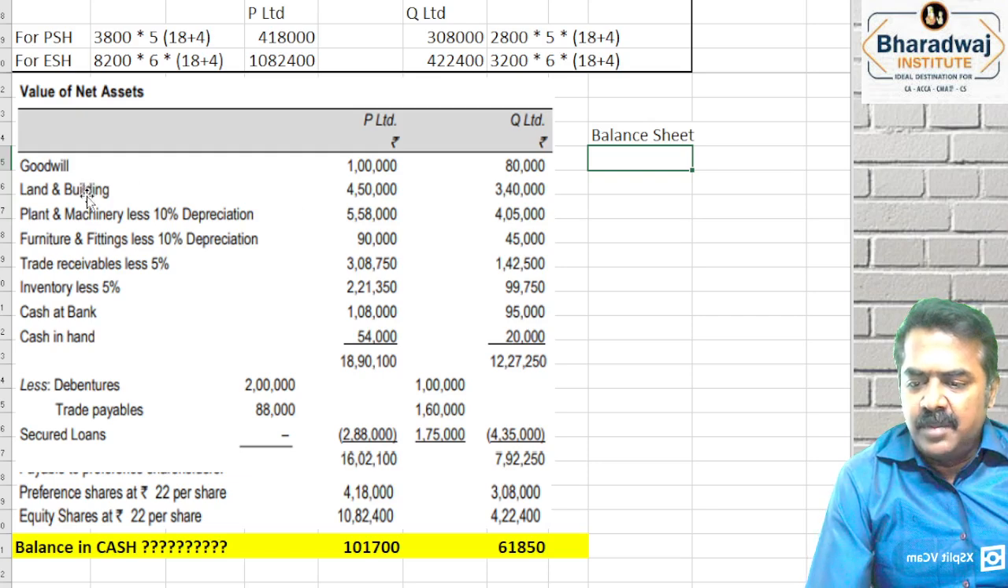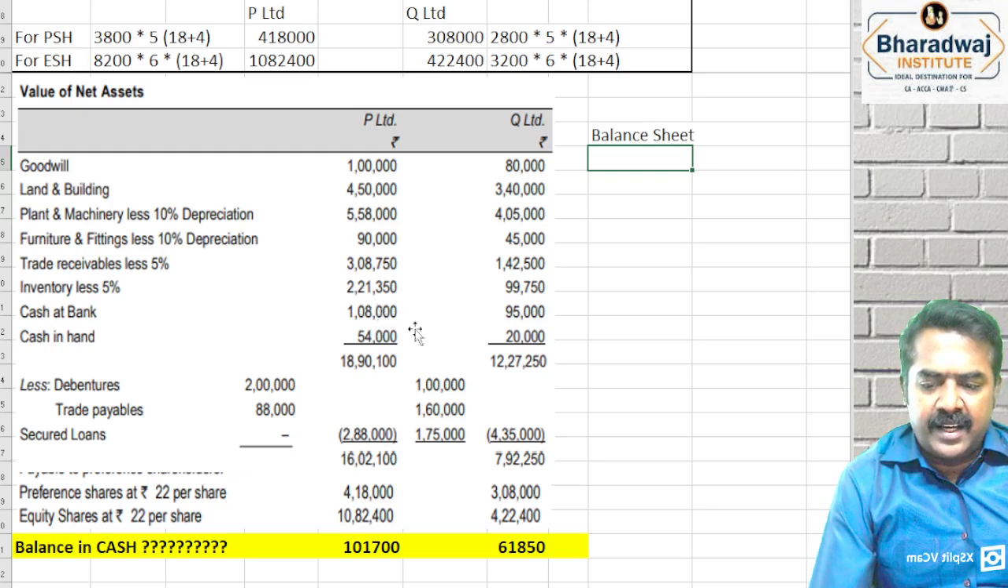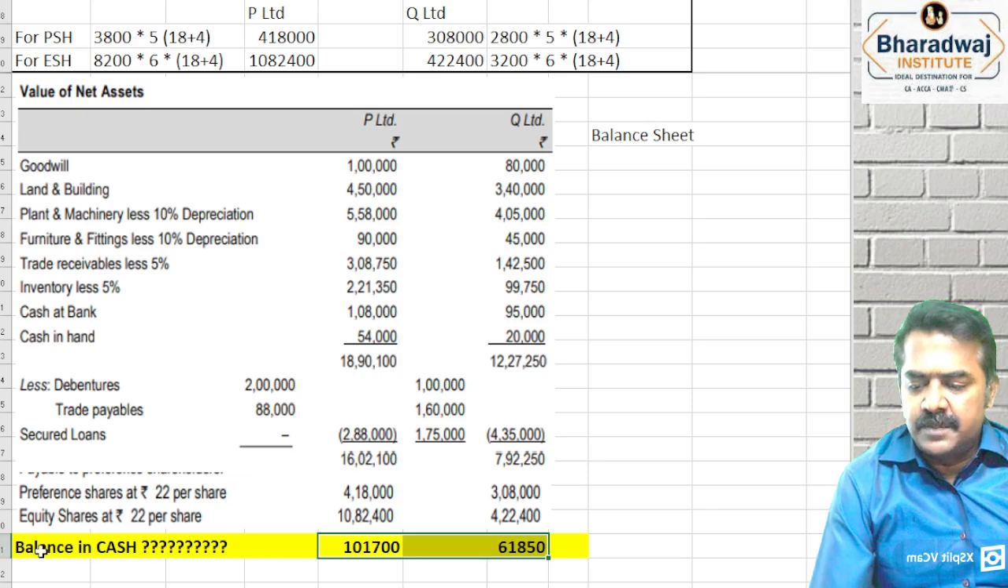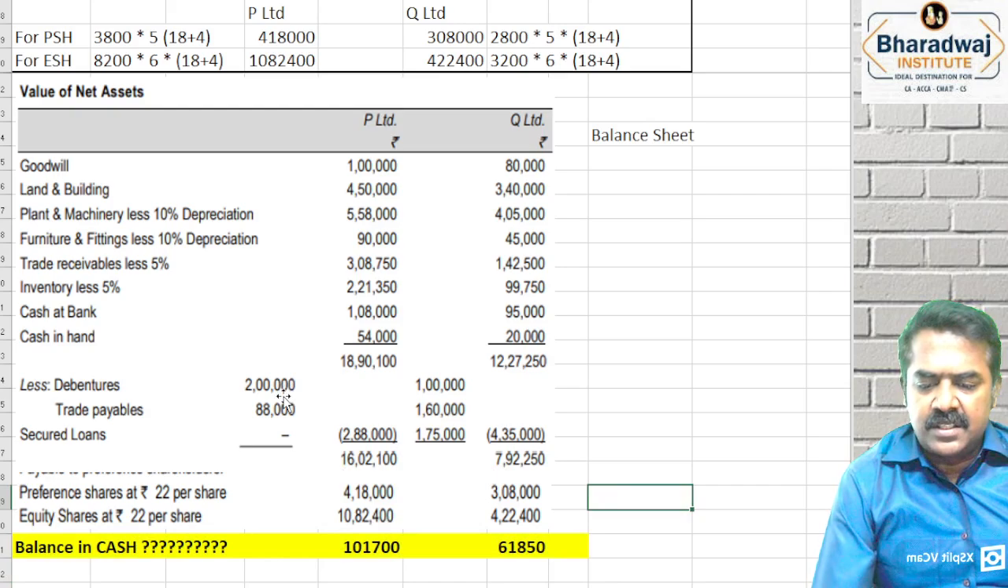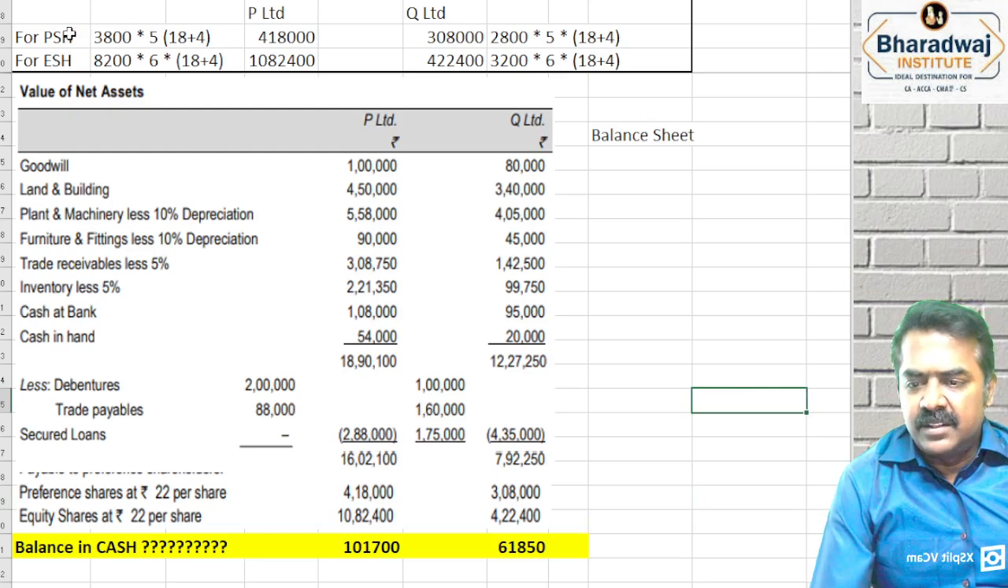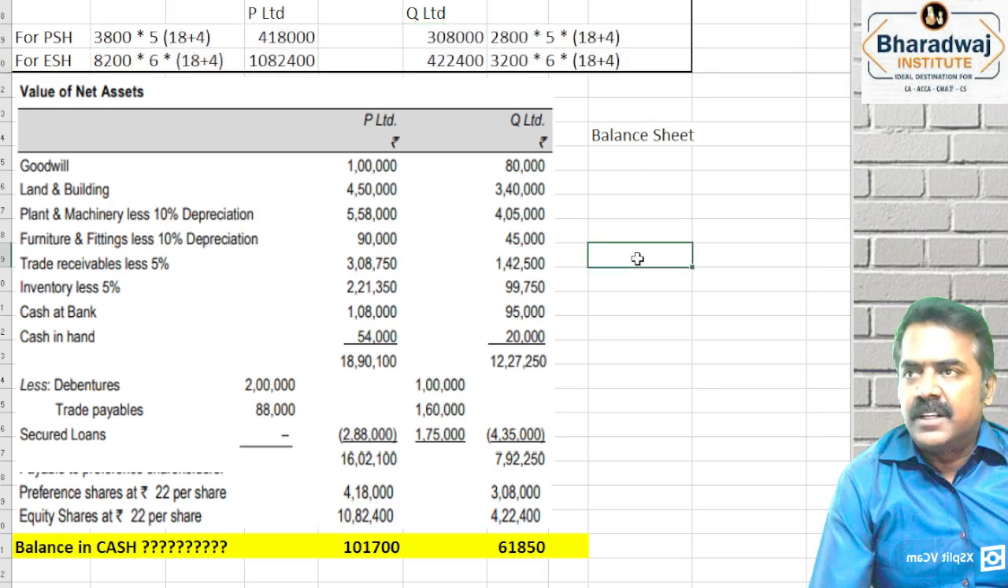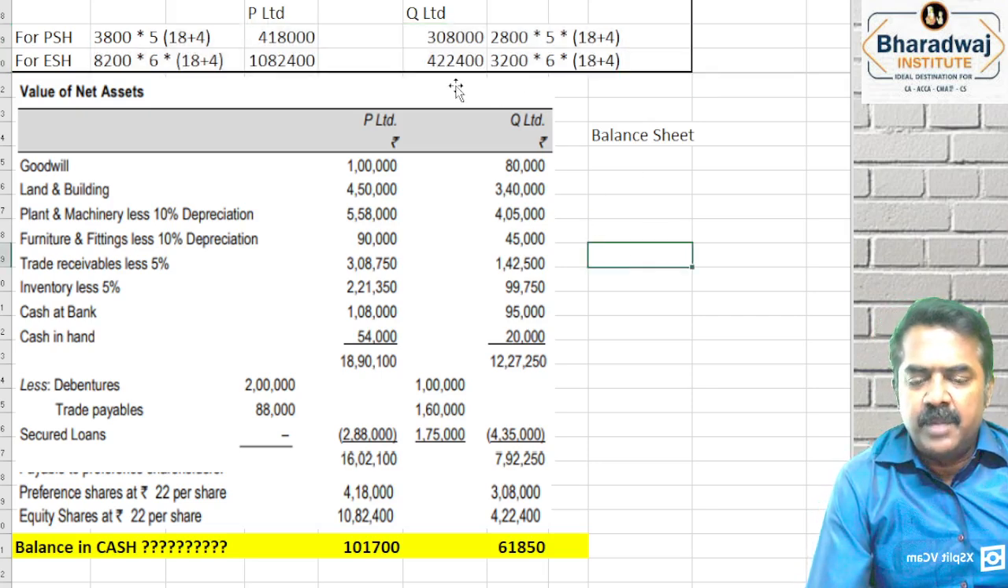an intangible asset. Land and building, plant and machinery, furniture will come as tangible assets. Current assets like trade receivables and inventory will come. For cash, add cash at bank and cash in hand, both minus this purchase consideration paid. How much is paid in cash? 1,01,700 and 61,850. So add cash in hand and cash at bank, then minus this purchase consideration paid. Then debentures and secured loan will come in long-term borrowings. Trade payable will come as a current liability. The face value of the shares given will come in share capital. Premium will go to securities premium account.